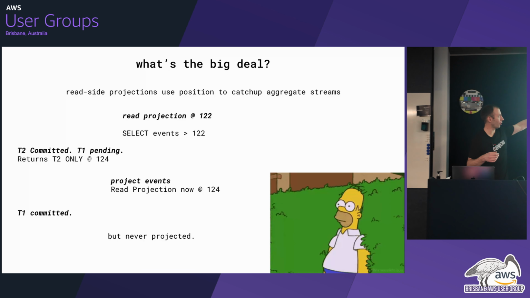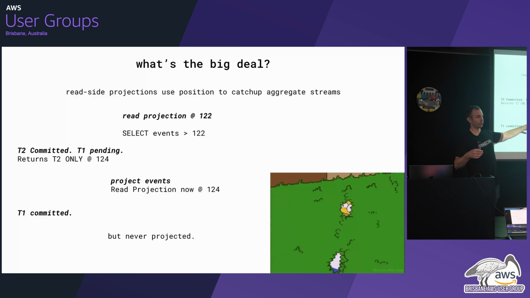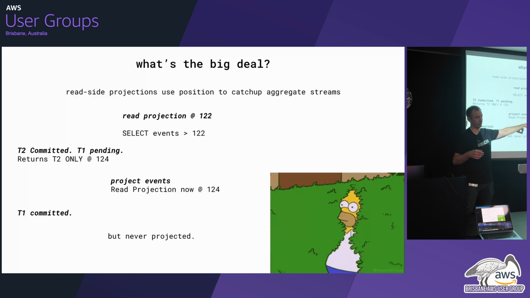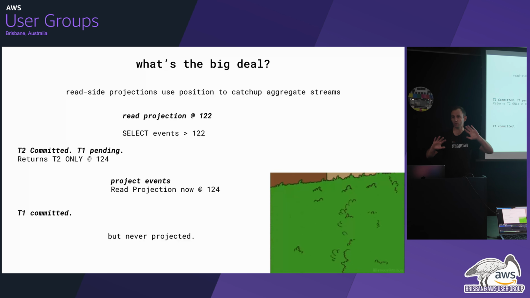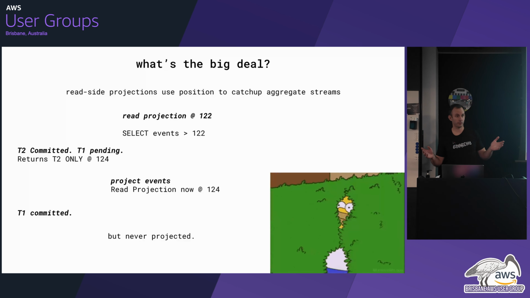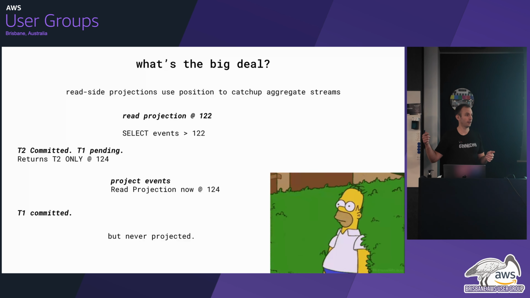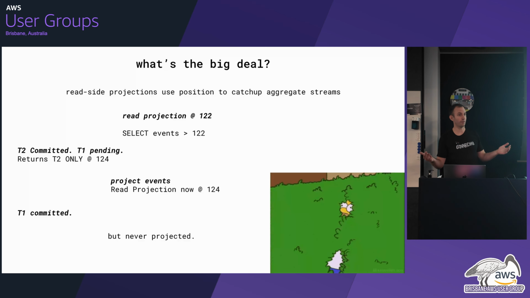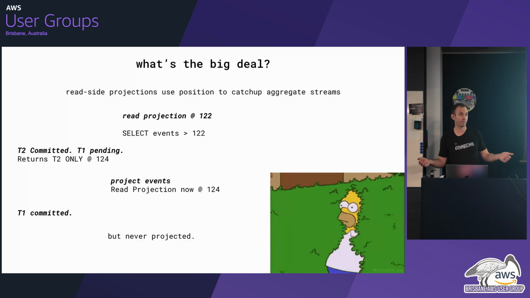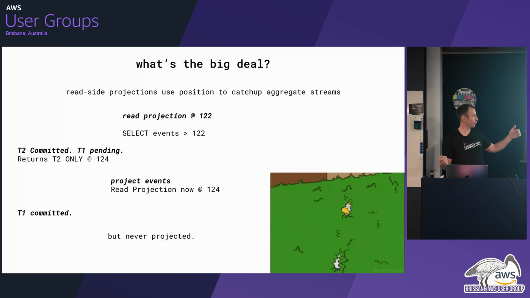So it sees 124. It projects the event onto its read model, and it stamps its position. It says, I'm now up to 124, I'm all good. And then it finishes. The next time it comes back around, it's just going to say, I need events that are greater than 124. So that 123 that committed later is gone forever. There's no projection of that event at all. It's in the events table, but it's not in the read model.